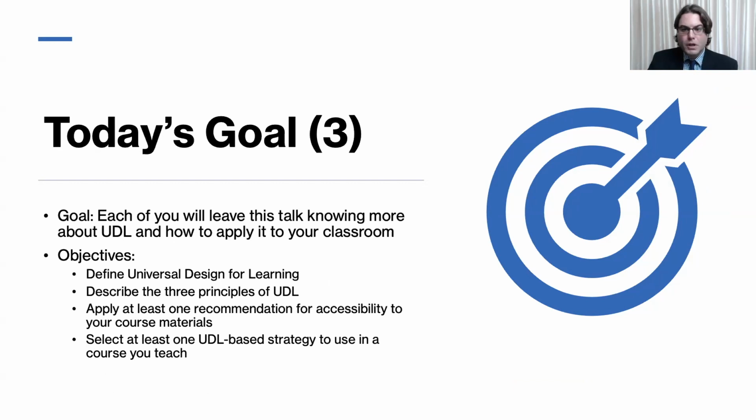So looking back at this goal for the session one last time, I want each of you to leave this talk today with knowledge of learner variability and how universal design for learning can account for learner variability. I also wanted each of you to leave here with at least one strategy for UDL and recommendations for accessibility that you could use in your own classroom. So I'm just going to ask, can you give me a thumbs up reaction if you think you got there? I'm seeing some, that's good. Excellent, I'm seeing some thumbs up.